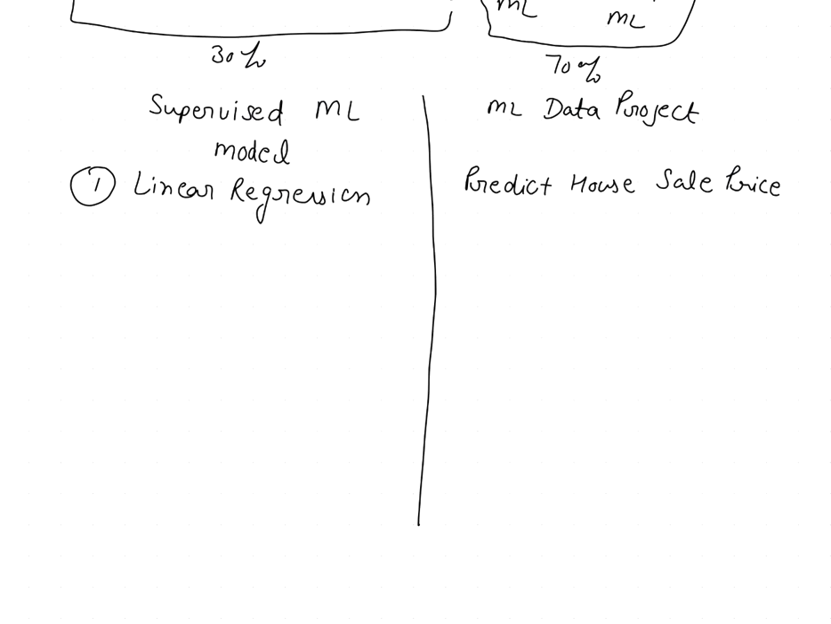Okay. Then the second most important algorithm you should work on under supervised learning is logistic regression. Okay. For this, you can work on the Titanic survival project. Okay. Or the iris dataset.